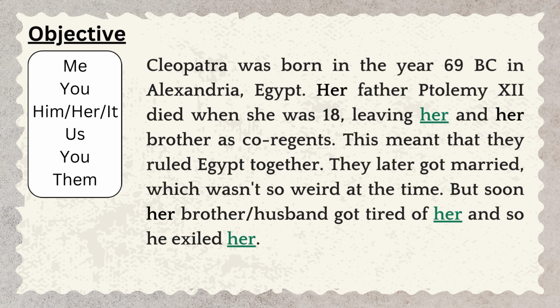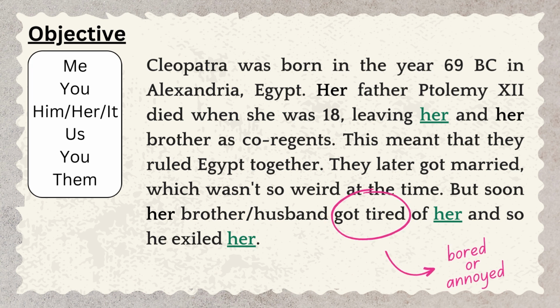Cleopatra was born in the year 69 BC in Alexandria, Egypt. Her father, Ptolemy XII, died when she was 18, leaving her and her brother as co-regents. This meant that they ruled Egypt together. They later got married, which wasn't so weird at the time, but soon her brother/husband got tired of her, and so he exiled her.